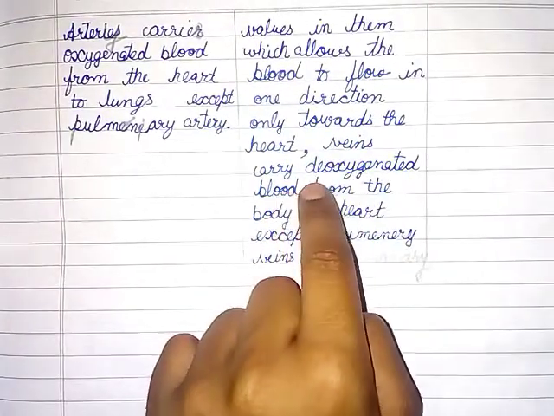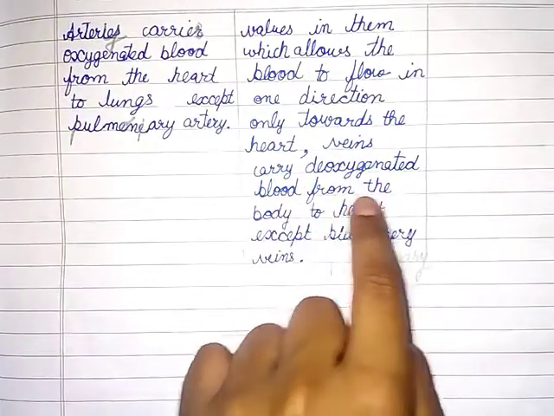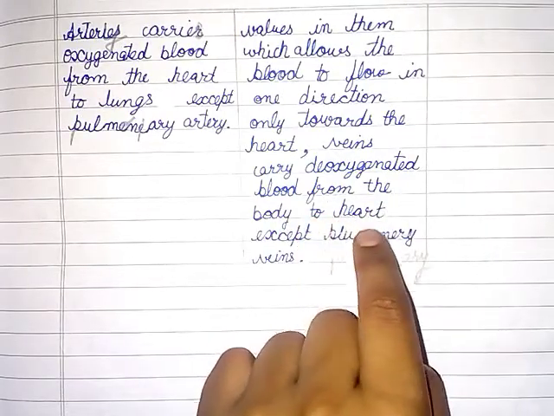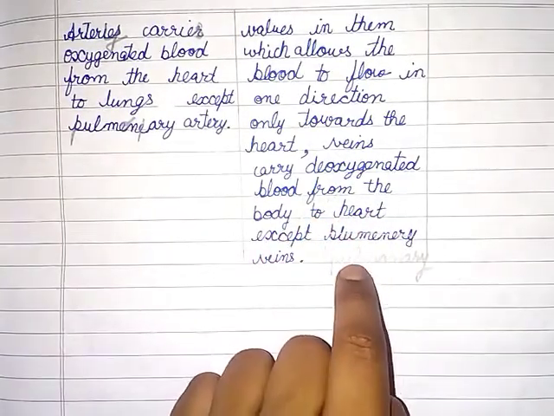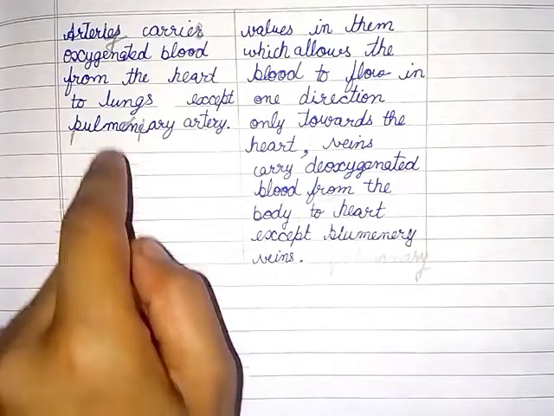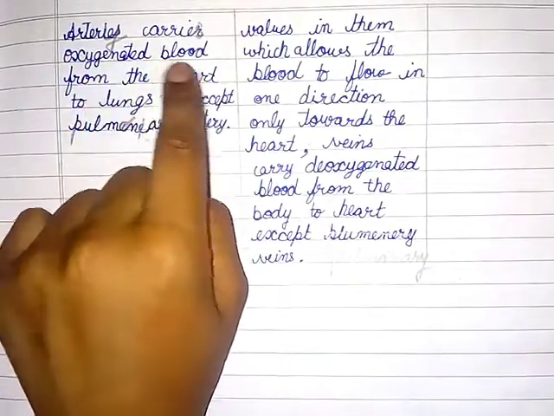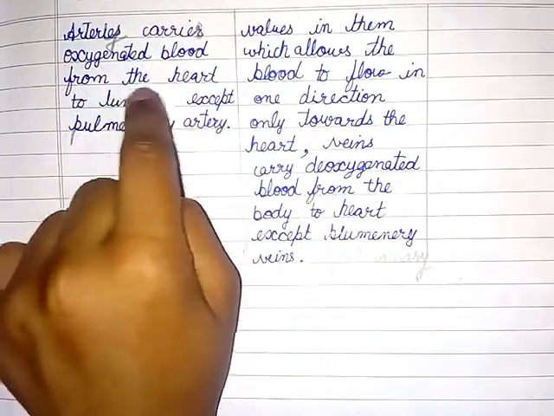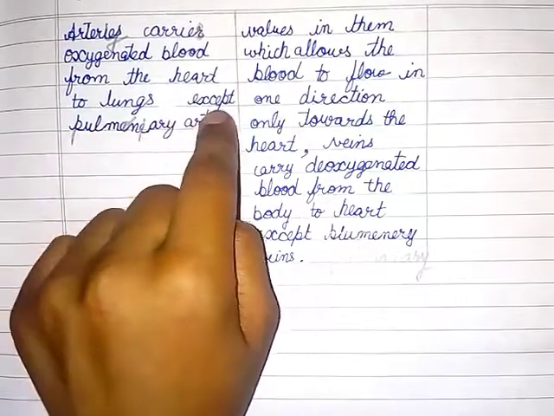Veins carry deoxygenated blood from the body organs to the heart except pulmonary veins. Arteries carry oxygenated blood from the heart to the body except pulmonary artery.